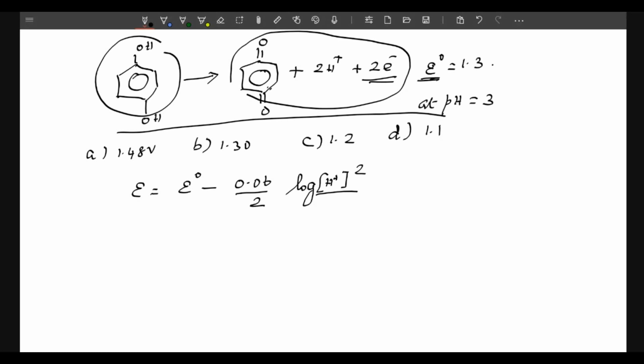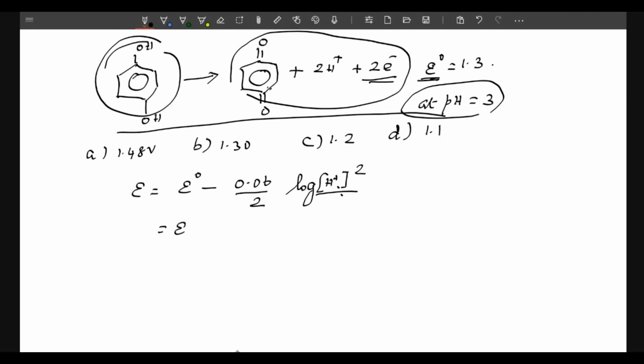Here quinone is present in the solid form during this reaction. Its activity is also taken to be 1. The hydroquinone is also in the solid state, its activity is taken to be 1. Therefore, this is the equation. Now, the H plus ion concentration is changed to pH 3. Do you want to calculate the H plus ion concentration from the pH 3? No necessity of calculating this one.